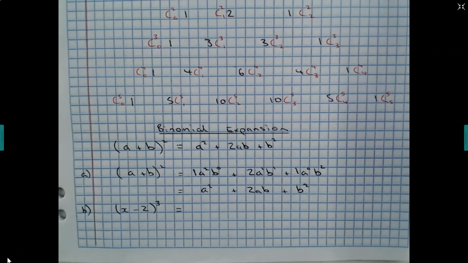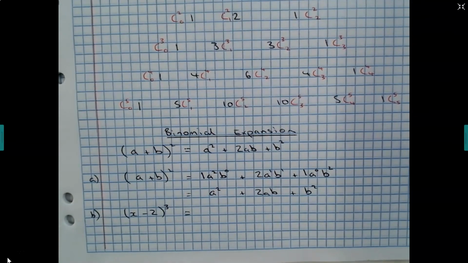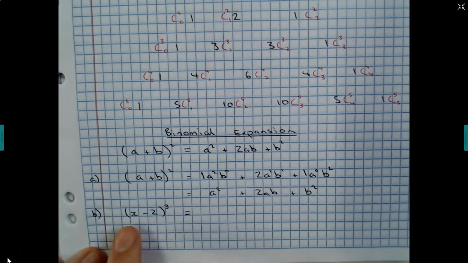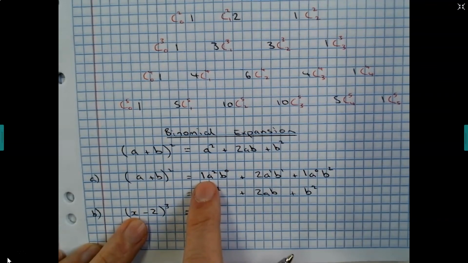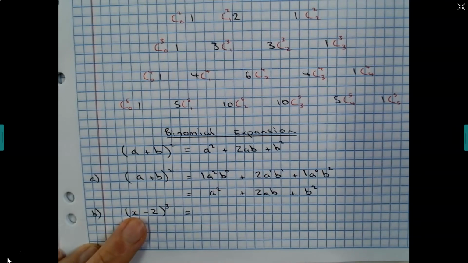All right, so let's use Pascal's triangle to help us. Let's use the same pattern that we just spoke about. So remember, the first term I had decreasing powers, and then the second term I had increasing powers, and then the coefficients were given using Pascal's triangle.